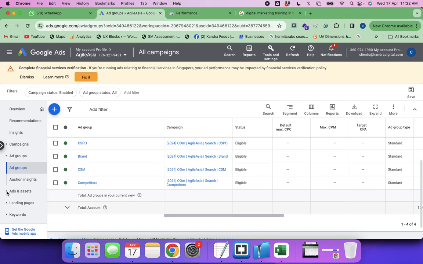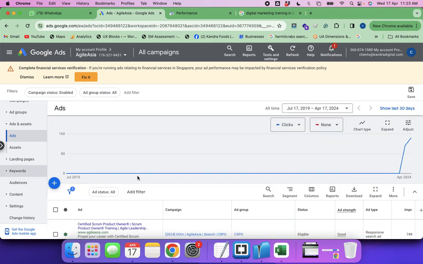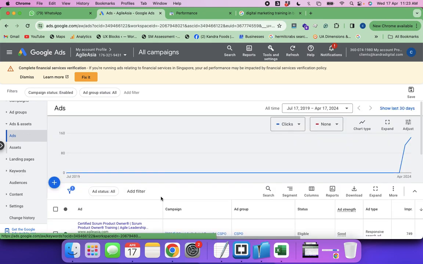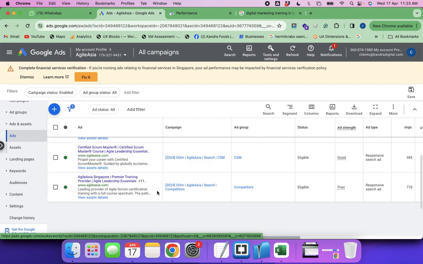And within these ad groups, you will have the ad copies, ads, and their assets. In case you have images or videos, they will be shown under the assets and ads. So these are the ads. Look at them. This ad belongs to this ad group, and this ad group belongs to this campaign.